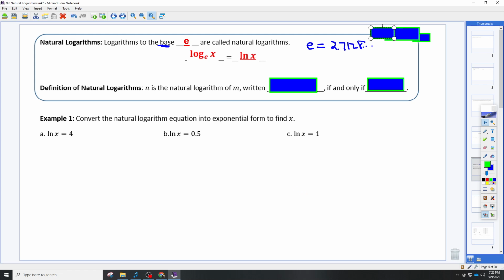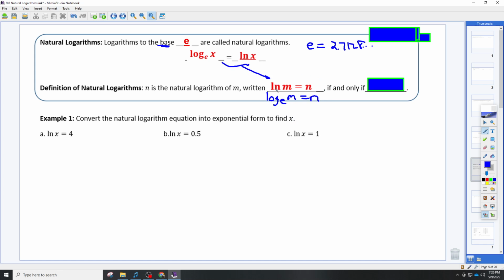All right, definition of natural logarithms. n is a natural logarithm of m, which is how you would write it like this: ln of m equals n. We're going to practice changing this into exponential form. If you remember, these two are the same thing. I could rewrite this as log base e of m equals n.